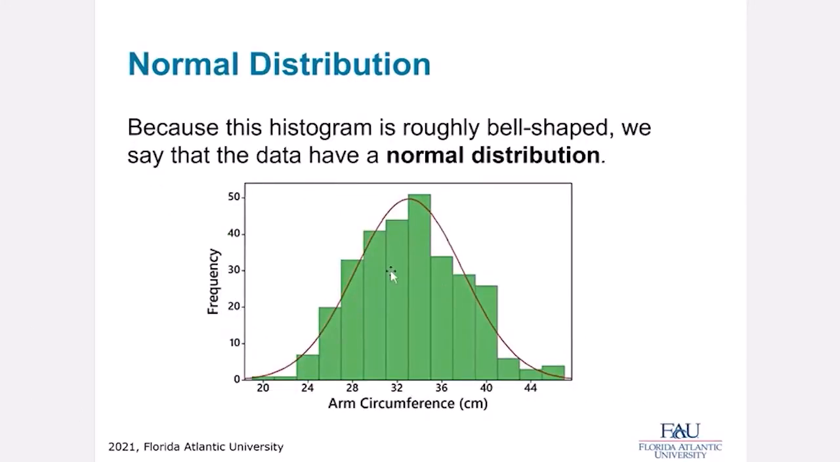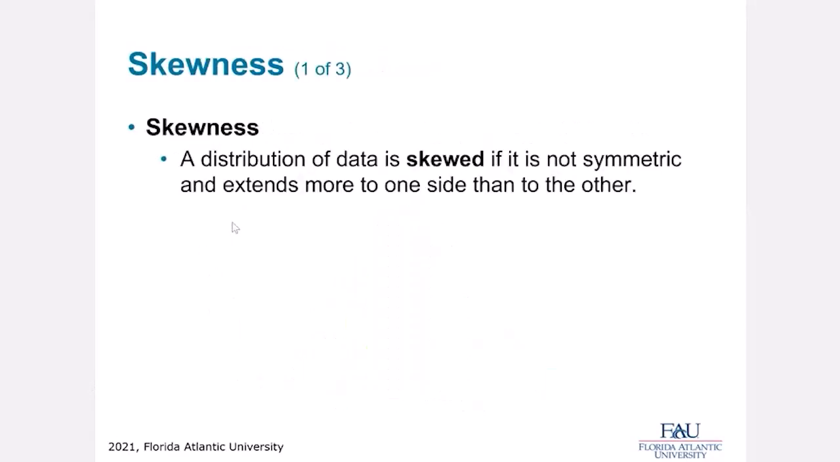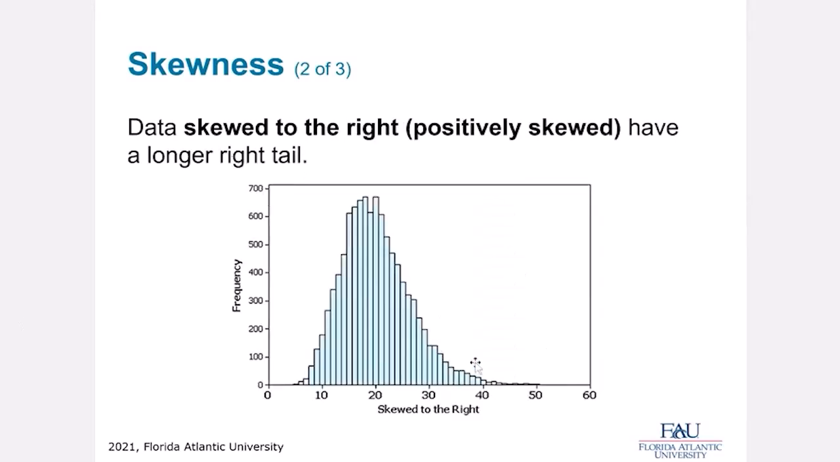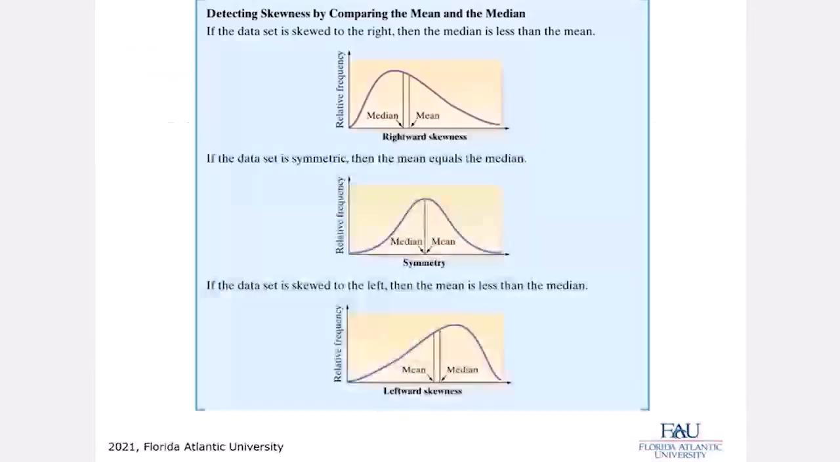For a normal distribution, we always want to see something that we can make look almost like a bell. Because the histogram is roughly bell-shaped, we can say that the data has a normal distribution. And then if it's not symmetric, we can say it's skewed either to the left or to the right, just like we just saw. Data that's skewed to the left, we call this negative skewed because it has a longer left tail. And if we look at the next one, we call this positive skewed because the right side has a longer tail.